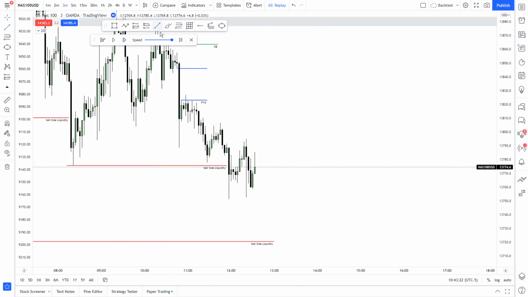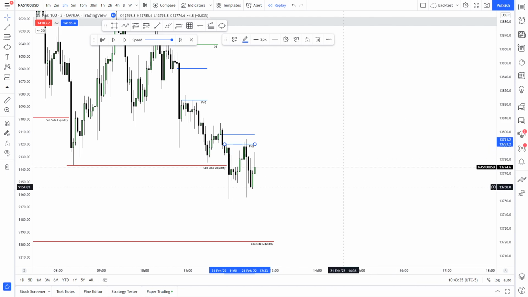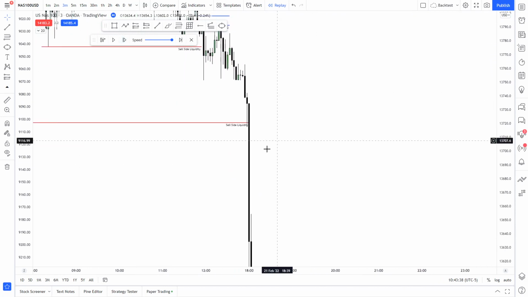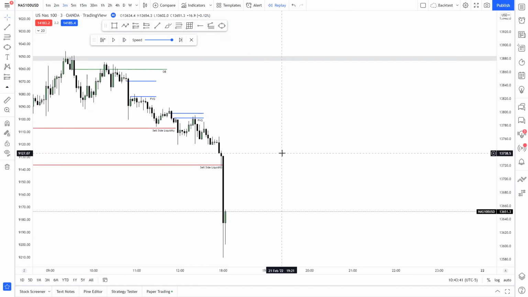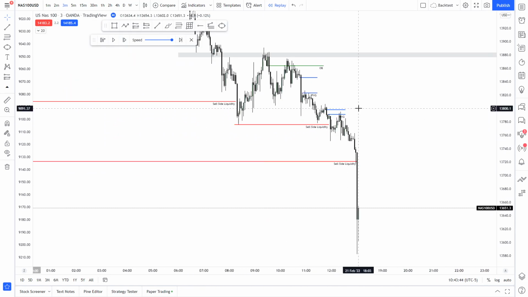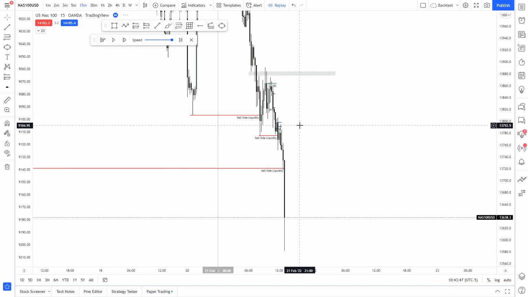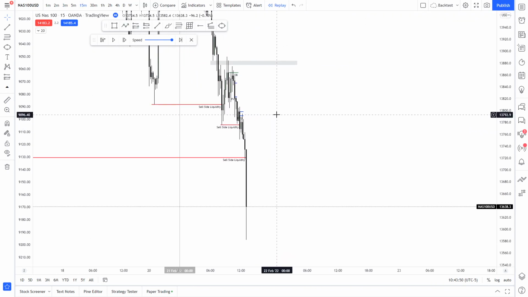You could have also entered off this FVG right here, right there. Okay, let's see, kept going down. Yeah, so you could have gotten a lot of handles on your NASDAQ. Okay, so let's go to the next day. We mark our next day.